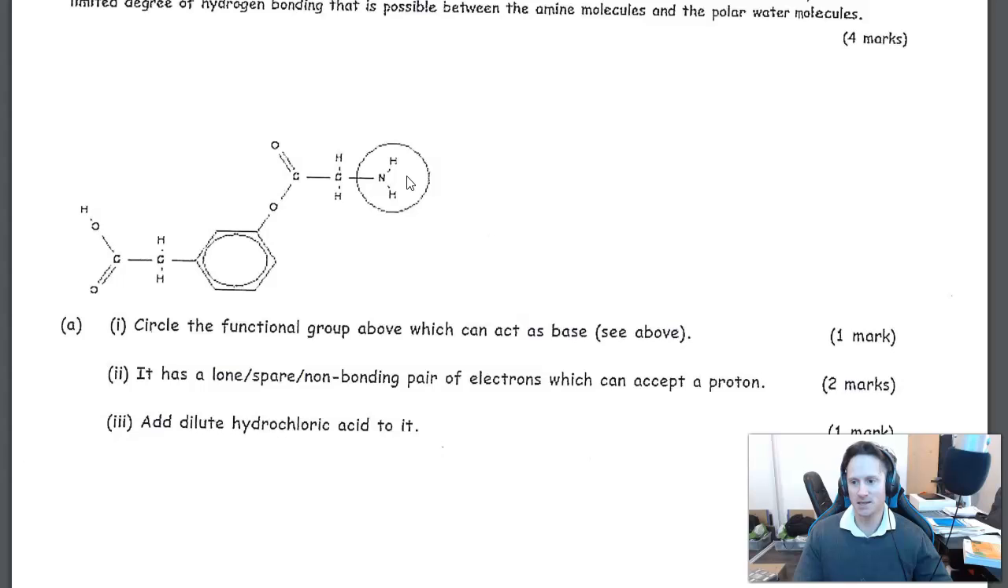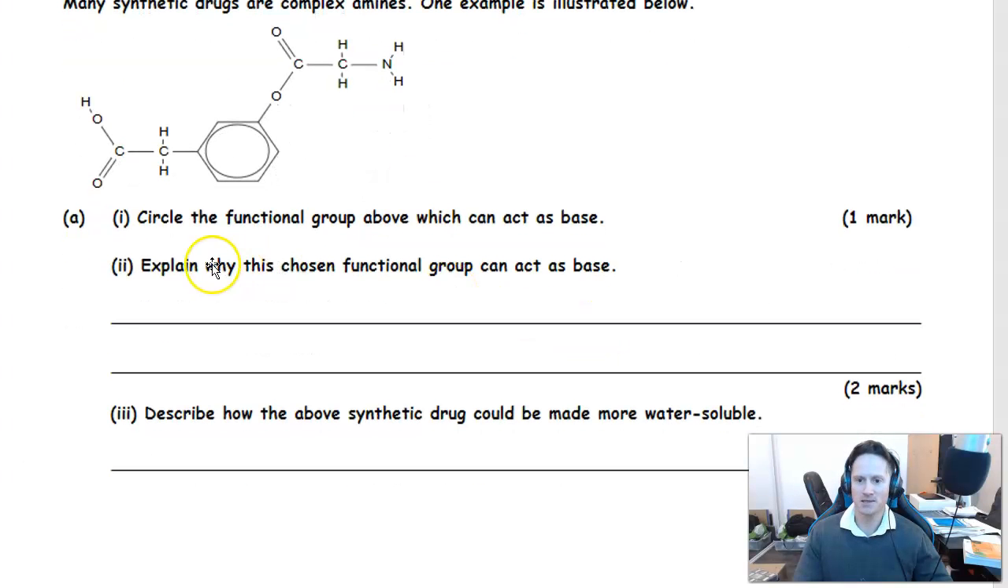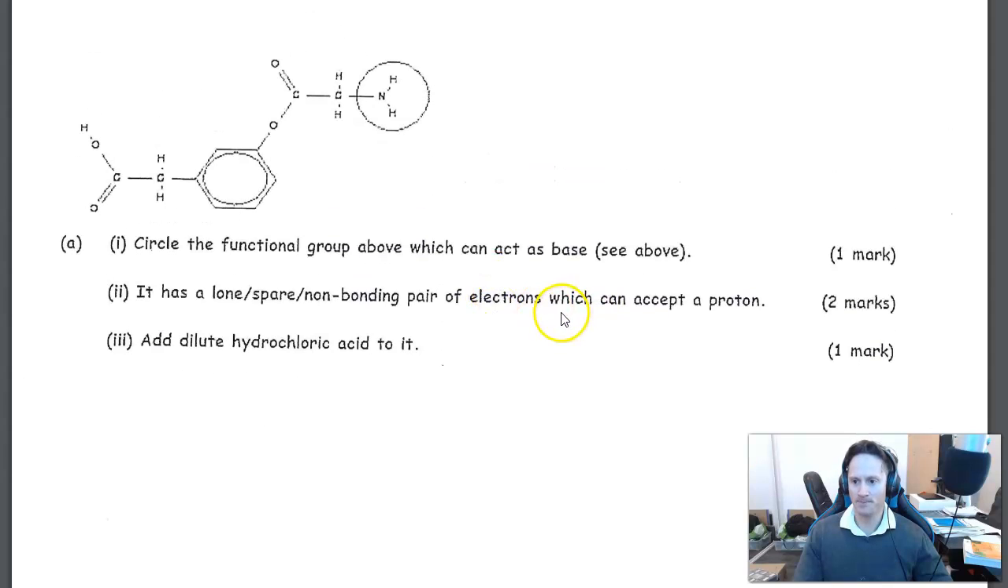Why is it a base? Because it can accept a proton. So that was the next question. Why can it act as a base? A lot of us said amines have the ability to accept a proton because that's what bases are. They're proton acceptors, so that's good.